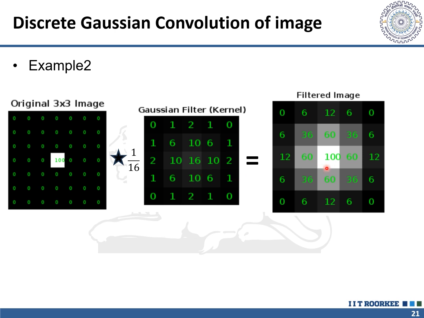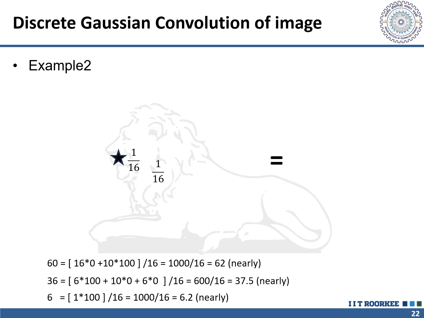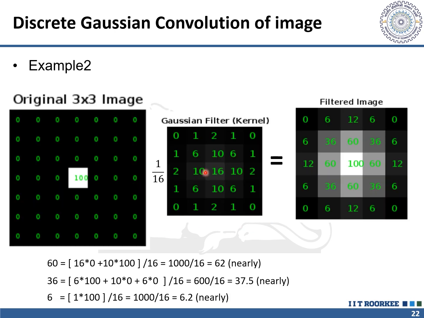To get the center value we will superimpose this 16 with 100, and this 10 will be superimposed with 0, and this 6 will be superimposed with this 0, and this 6 with this 0. When we multiply, we get 16 into 100 divided by 16, which is 100.